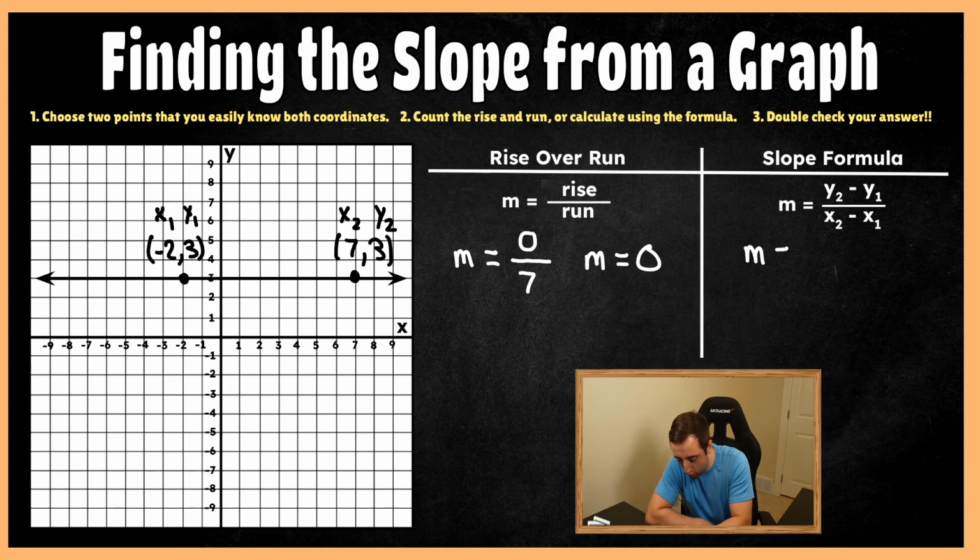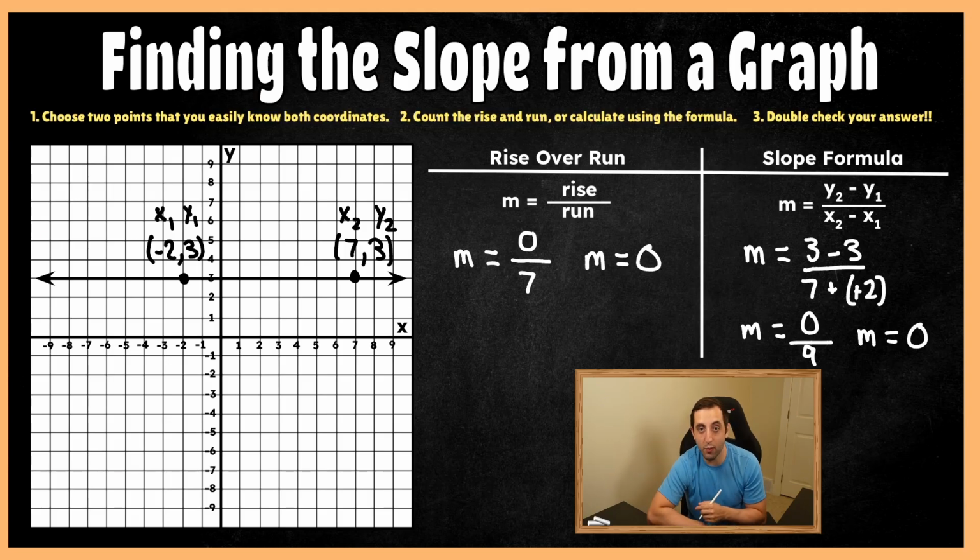So slope equals y2, which is 3, minus y1, which is 3, so 3 minus 3 up top. X2 minus x1, that's going to be 7 minus -2. 3 minus 3 in our numerator is going to be 0. 7 minus -2, subtracting a negative, that turns to positives. So you get 0 over 9. Well, 0 divided by anything, you're going to get a slope of 0. Now let's make our way over to the practice session.